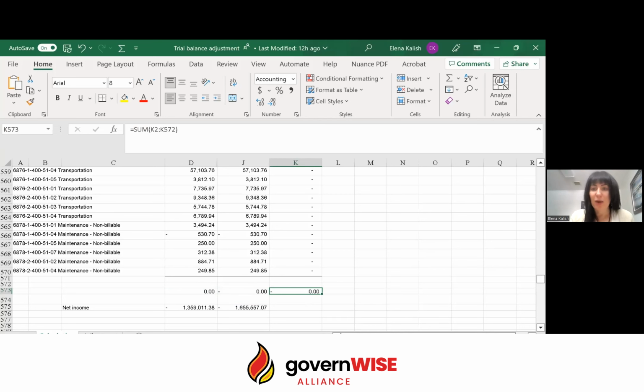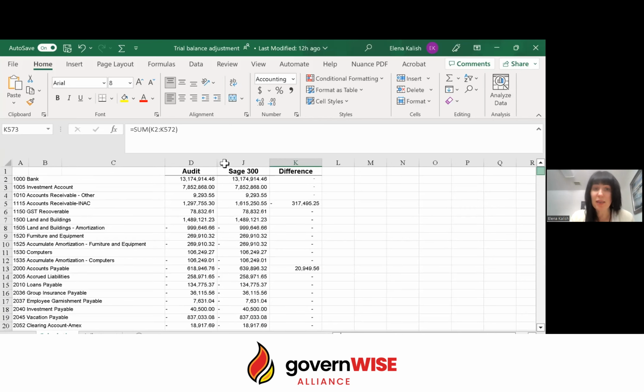Okay. Now, for a trial balance that's long like this, it's a lot of work to try and enter something into Excel if you want to be efficient. So what you can do is ask your auditor for an Excel trial balance.